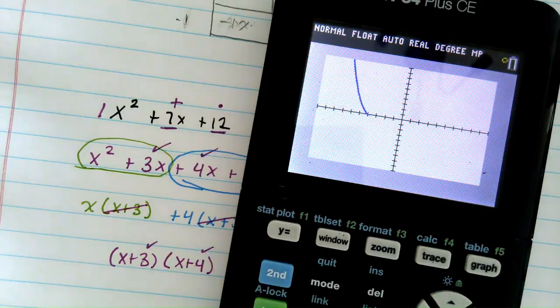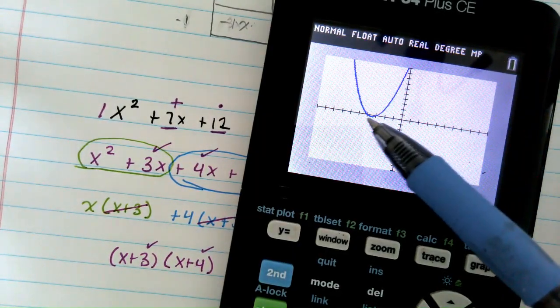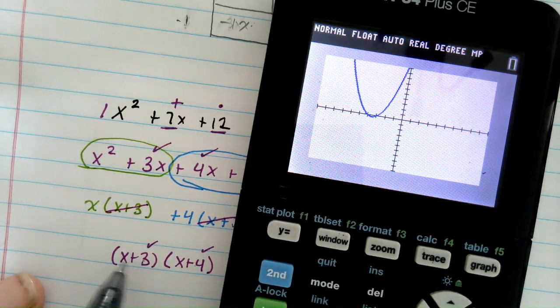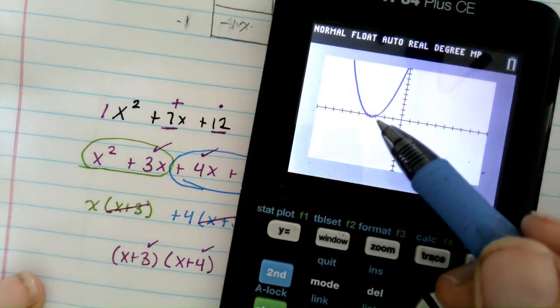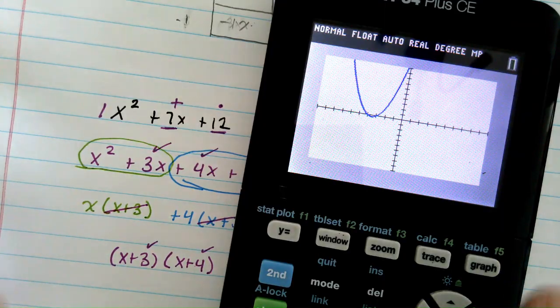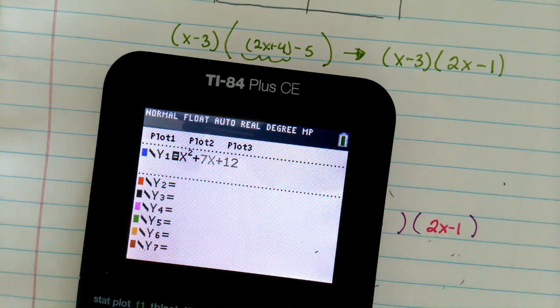So let's look here at this graph. We notice that it crosses at -4 and -3. Look at the relationship. This is +3 and +4. So these were negatives, these were positives. See how it was the opposite inside the parenthesis? Okay, so let's come back up and let's do this first one.